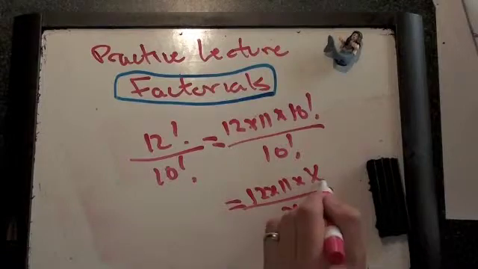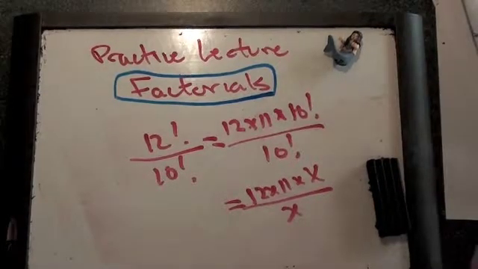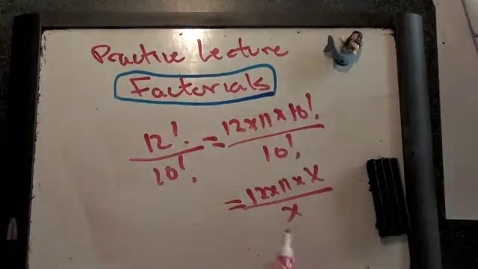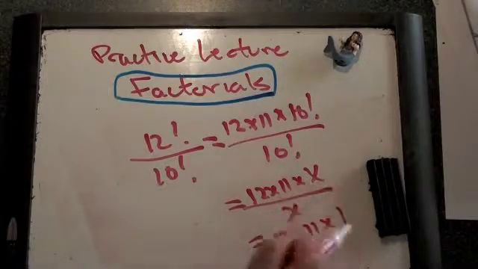Do you know what happens when you divide x by x? What's 3 divided by 3? 1. What's 4 divided by 4? 1. What's 10 divided by 10? 1. What's a million divided by a million? 1. So what's x divided by x? 1. So this is the same thing as 12 times 11 times 1.